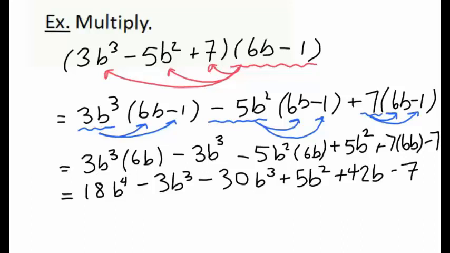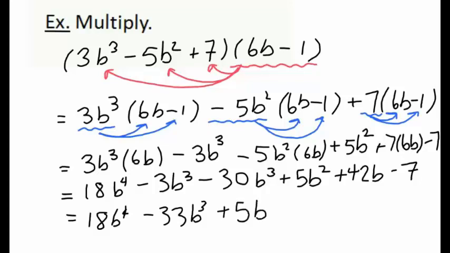And we're almost there. Our last step is just to collect any like terms. There are no other b to the power of 4s, so we'll leave our 18b to the 4 out front. We have negative 3b cubed minus 30 more b cubed. So that is negative 33b cubed. And I think that's it for like terms. So we have plus 5b squared plus 42b minus 7.